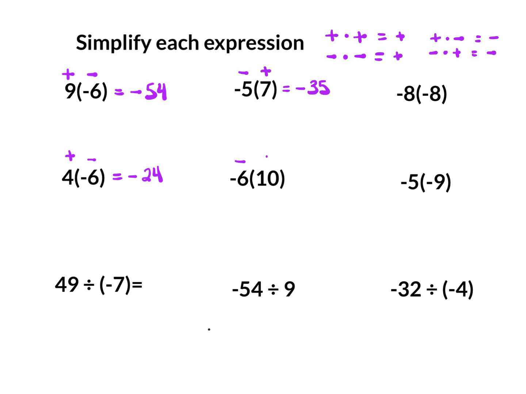Negative times a positive, again, I have one of each, so therefore my answer is going to be negative. So 6 times 10 is 60, so I'm going to have a negative 60.